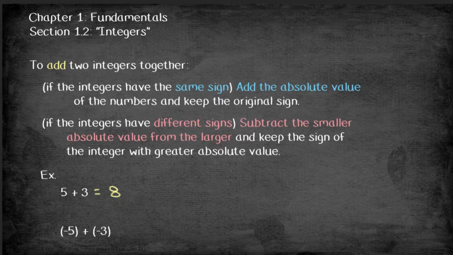And similarly, we have -5 plus -3. We again have the same sign, so we're going to add the absolute values of the numbers. And let's just make a mental note here what the absolute value of each number is. The absolute value of this guy is 5, and the absolute value of the second number is 3. So when we add the two numbers together, we're adding the absolute values, which gives us 8, and then we keep the original sign.